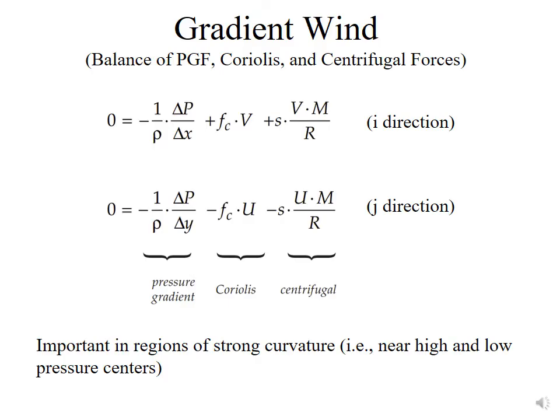The equation for the gradient wind balance, essentially we have a balance of these three forces. We have the pressure gradient force, the Coriolis force, and the centrifugal force. You have essentially seen all of these terms before, and now we're just putting them together into a single equation. As mentioned before, the gradient wind is important for regions of strong curvature near high and low pressure centers.